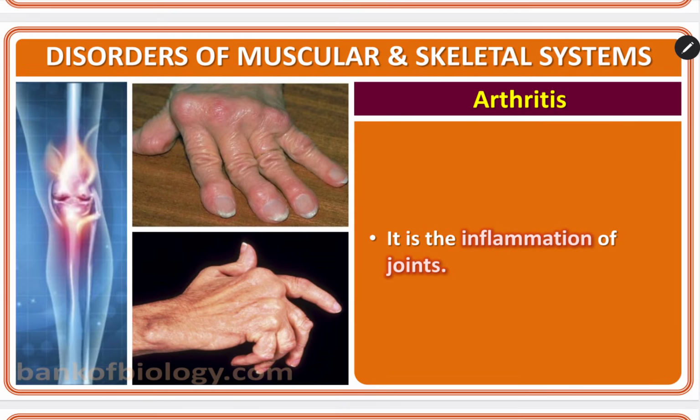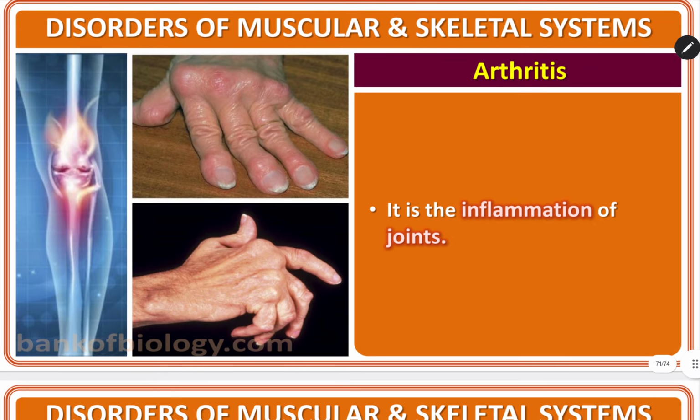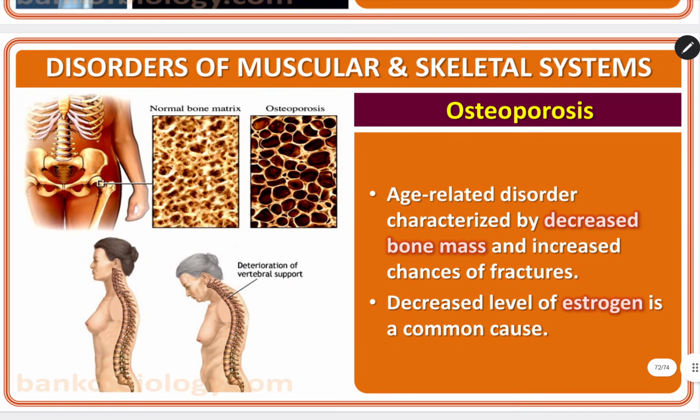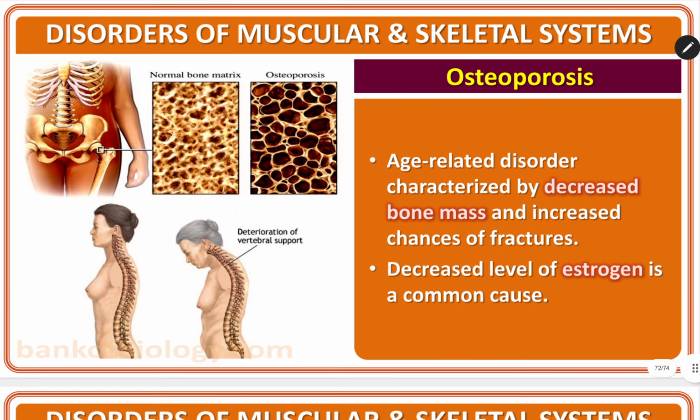And fourth is arthritis. It is the inflammation of joints. It's called arthritis. Inflammation of the joints. And next is osteoporosis. It is the age-related disorder characterized by decreased bone mass and increased chances of fracture. Decreased level of estrogen is a common cause, mostly found in women.